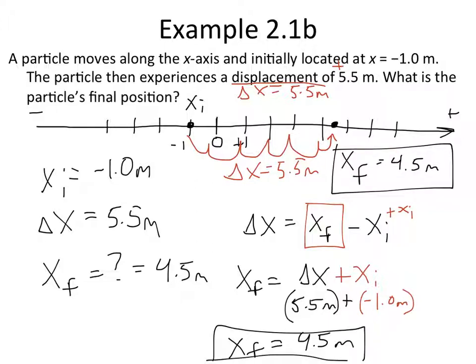So you don't have to draw an axis every single time and then count notches over. You can just take x final minus x initial equals our change in displacement. And so that's how we can find our change in displacement.